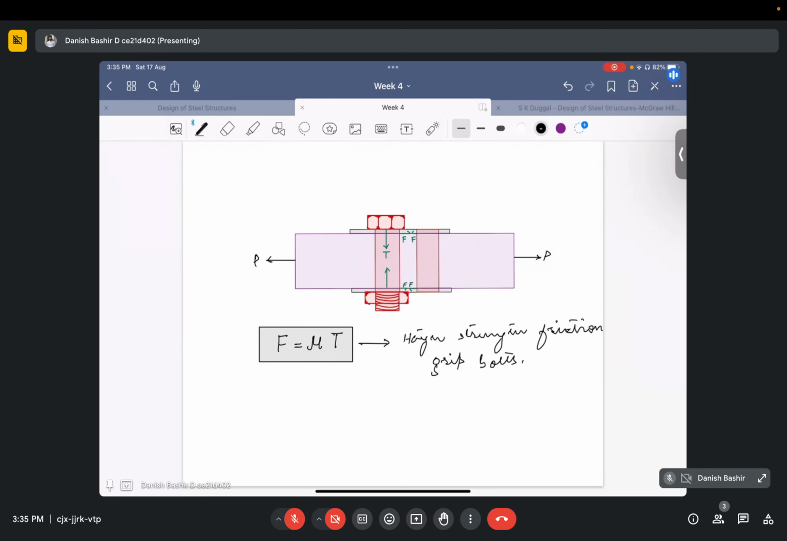How to do the design of high strength friction grip bolts? I will write here: design. For example, we had only two interfaces here, one interface here and this was the second interface. So for example, if we had n interfaces, then friction will be created n times. Okay, so for example, we have n interfaces.